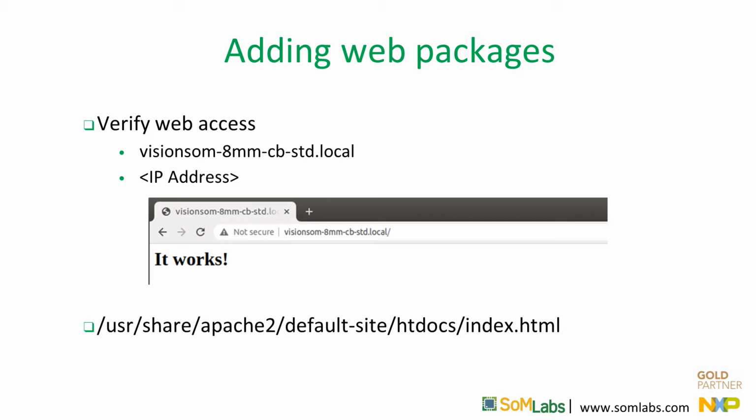After booting the system and connecting the device to the Ethernet network, we can verify the operation of the Apache 2 server using the browser and the IP address of the network named VisionSOM8MMCB std. In the browser window, we should see the default Apache 2 HTTP server page. It is located in the usr share apache2 default site htdocs directory on the device, so it can be changed if needed.